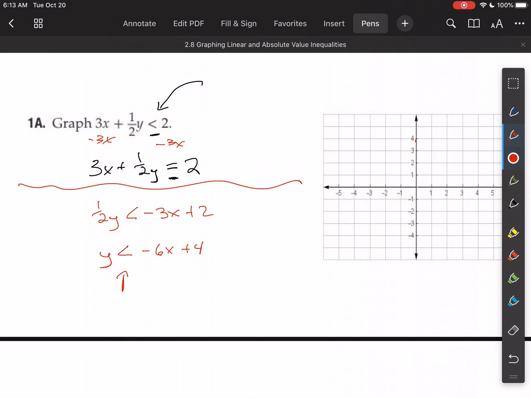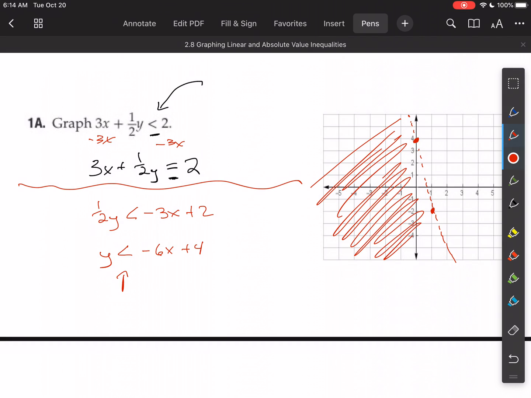So we're at positive 4 here. Our slope is negative 6, so we're going to go down 6 over 1. All right, so we have this line. Here's 2 points that we can use. It's going to be dotted. So we're going to dot the line. Okay, and then it's saying y values are less than the line. So less than is going to be on this side.